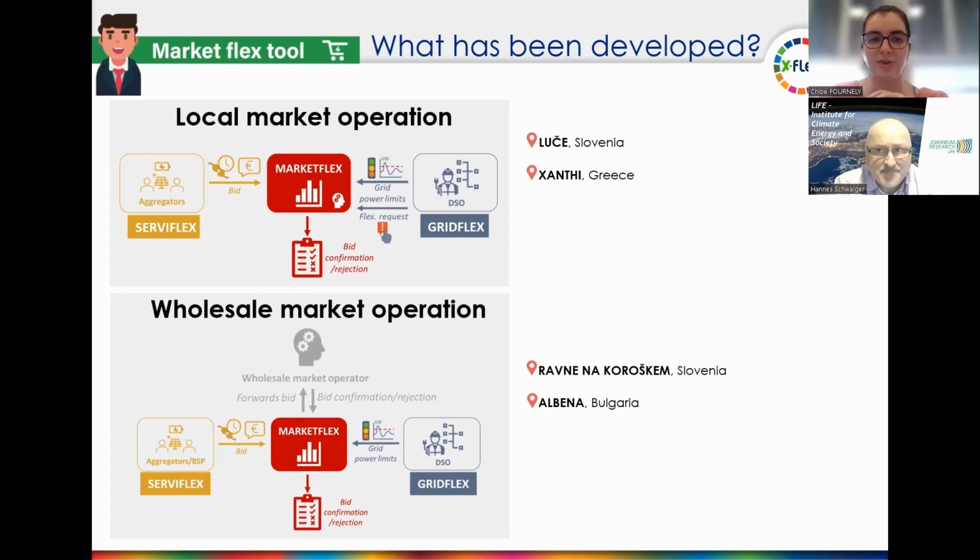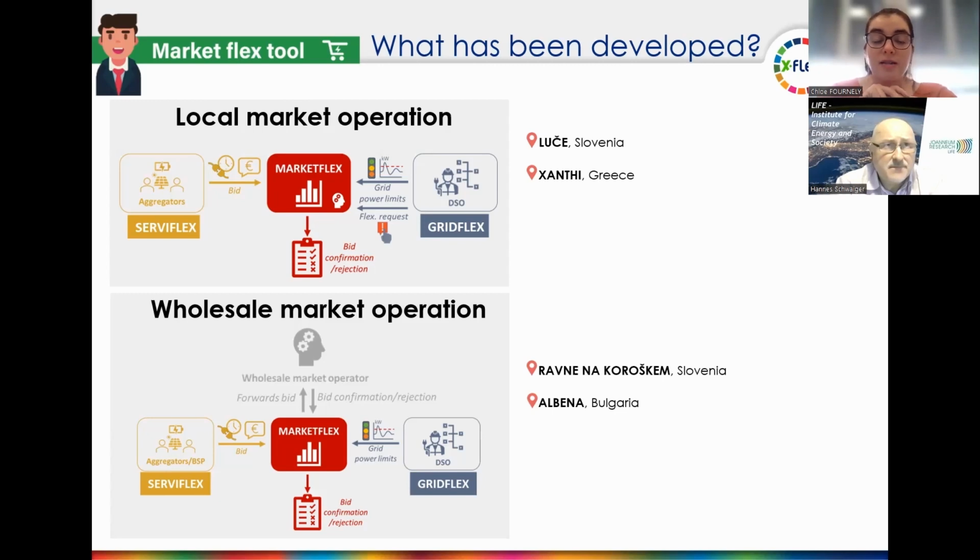And so MARKETFLEX, with all this information, creates the market by joining the information from flexible units and the rest of the grid. It will accept or reject all the bids from the aggregators. And through this operation, we make sure that all operation on the grid is not creating any congestion or voltage problems.